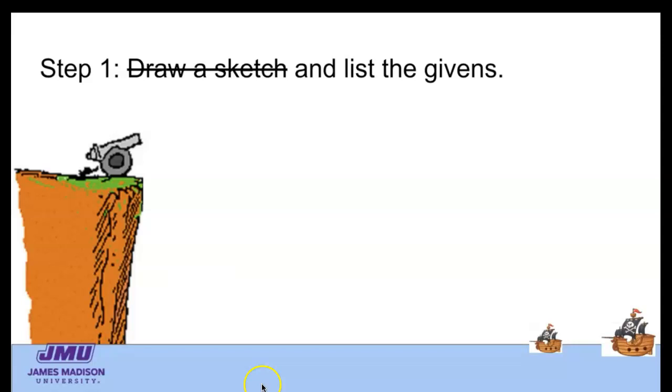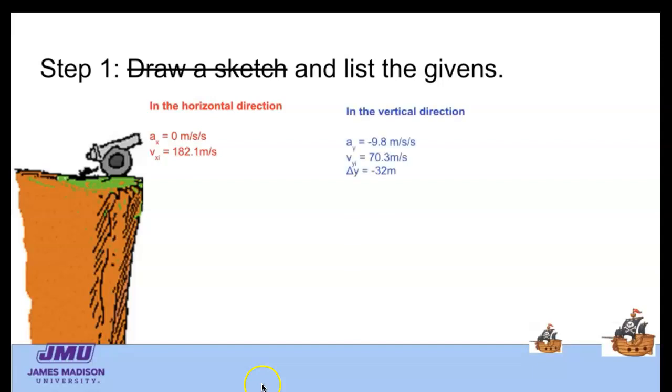Okay, we're now to the point where we can list the givens. My givens in the horizontal direction are that there's no acceleration because it's a projectile, and the v initial is 182.1 meters per second, which is the average velocity and final velocity in the x direction too, because there's no acceleration. So the x direction is usually the easiest direction for the math for projectiles. There's not a whole lot going on.